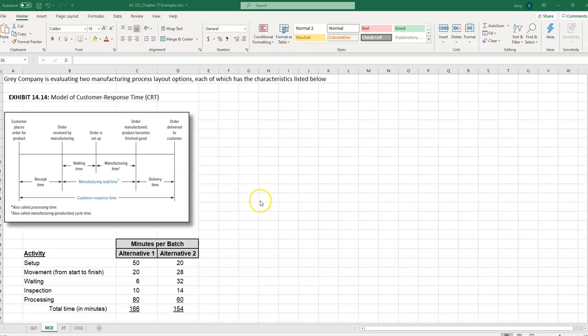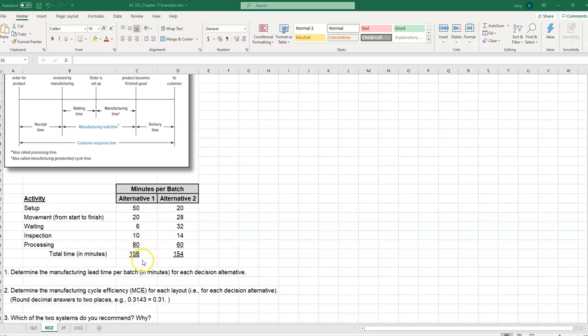We have two examples here. We're looking at two manufacturing process layout options. This is how we lay out the actual structure of the floor of our manufacturing process. Under alternative 1, our total time is 166 minutes, and under alternative 2, our total time is 154 minutes. Number 1 was already given to us in the information. The manufacturing lead time, or manufacturing cycle time per batch, is 166 for alternative 1 and 152 for alternative 2.